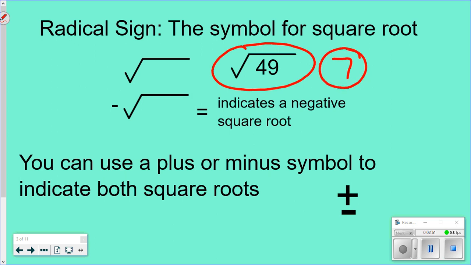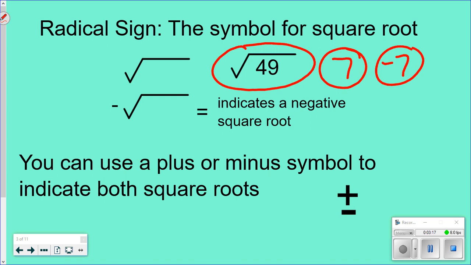And believe it or not, if it's a positive underneath there, every square root has 2 answers. The reason is that the square root of 49 is not only 7, but it could also be negative 7, because 7 times 7 is 49 and negative 7 times negative 7 is also 49. So many times your answer to a square root can have 2 numbers.